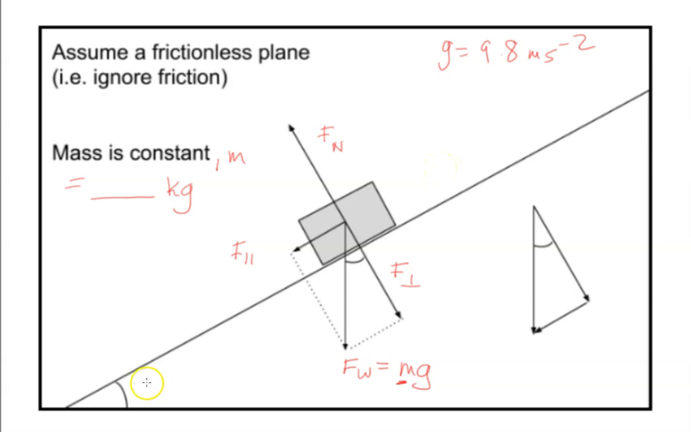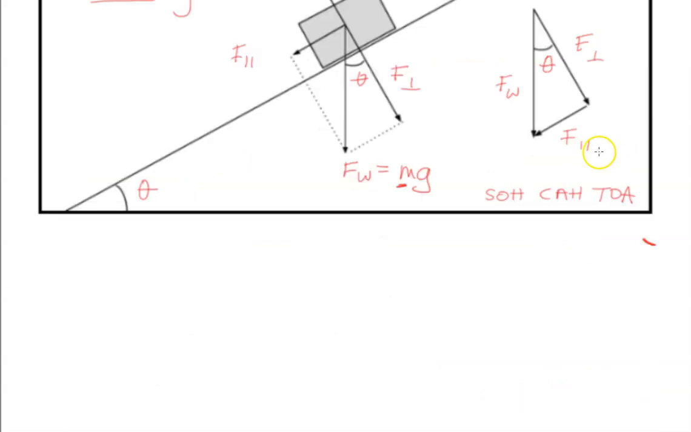So we've got an angle here of theta, which is equivalent to the angle here. So I've redrawn the components here. So we've got the perpendicular force and the parallel force component, which make up our weight force component. As usual, we're going to use trig, so I always write SOHCAHTOA to remind me. And I also like to annotate these.